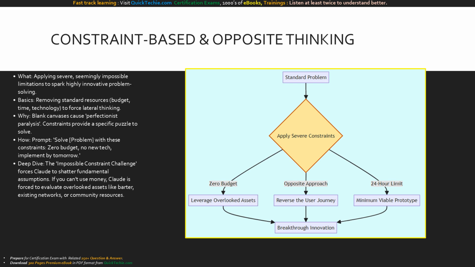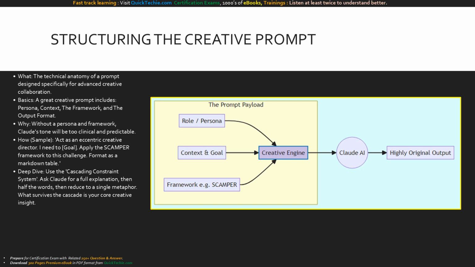All of these constrained pathways converge at the bottom to produce true breakthrough innovation. To get these frameworks to actually work, we must structure our prompts correctly. The anatomy of a creative prompt is different from a coding or research prompt. You need 4 elements: persona, context, the framework, and output format.